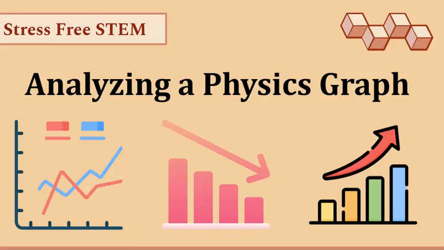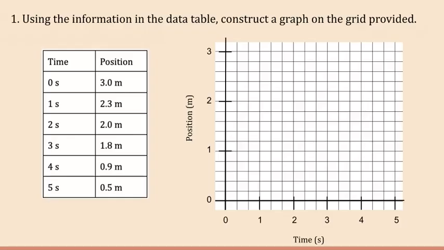Hi everyone. In this video, I'm going to talk about how to analyze a physics graph, which is going to include plotting the data points, drawing the line of best fit, calculating the slope of that line, and then discussing what that means. The example says, using the information in the data table, construct a graph on the grid provided.